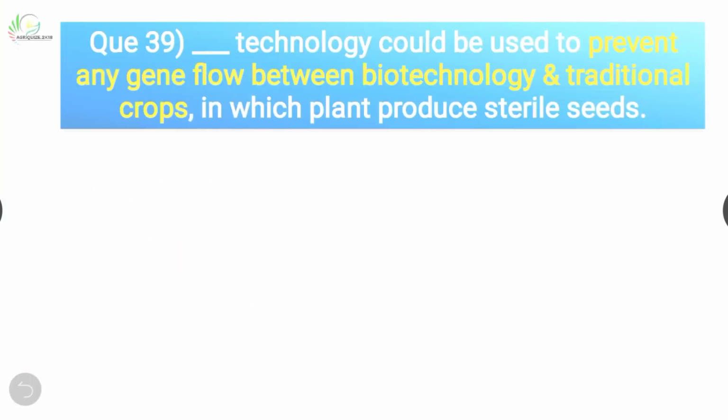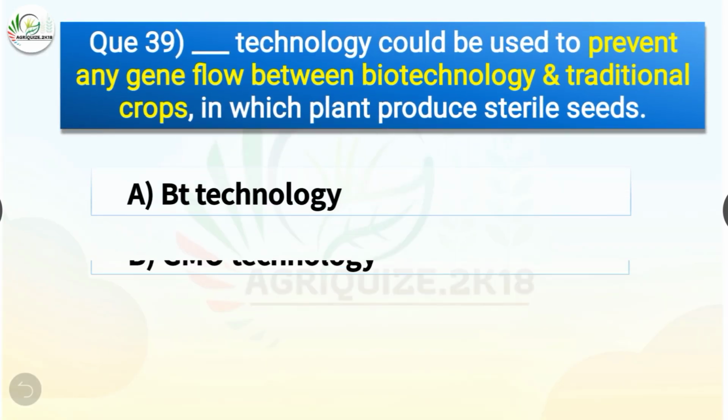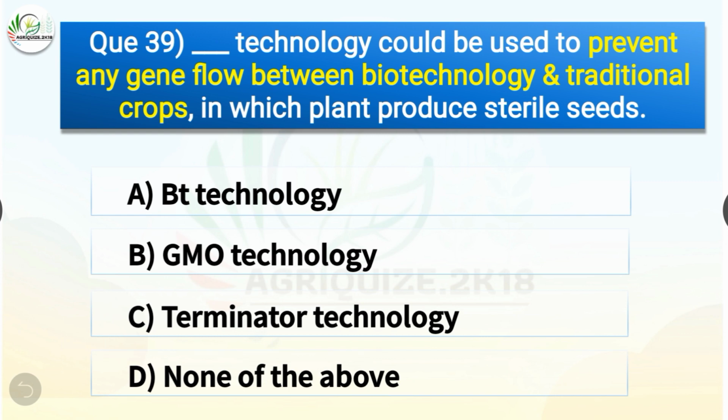Moving on to the next question, dash technology could be used to prevent any gene flow between biotechnology and traditional crops in which plant produce sterile seeds. The options are BT technology, GMO technology, Terminator technology or none of the above. The correct answer is option C, Terminator technology. So Terminator technology is the technology which could be used to prevent any gene flow between biotechnology and traditional crops in which plant produce sterile seeds.